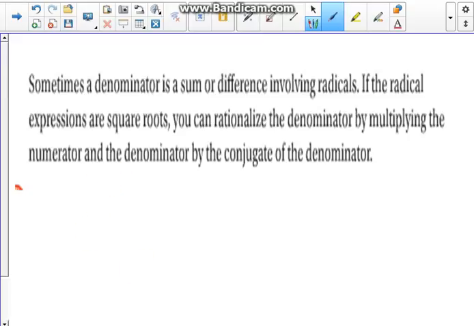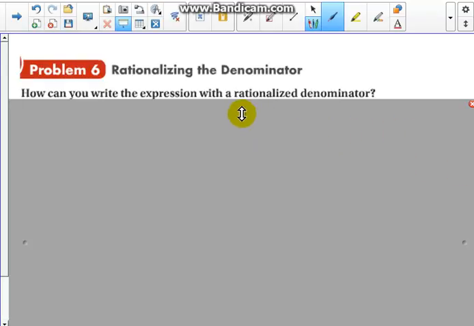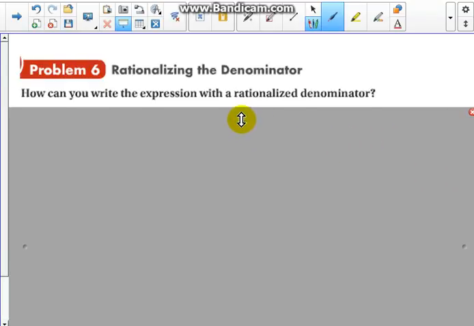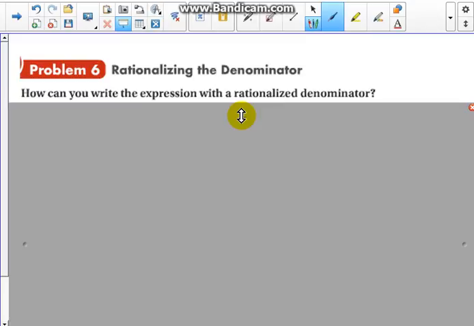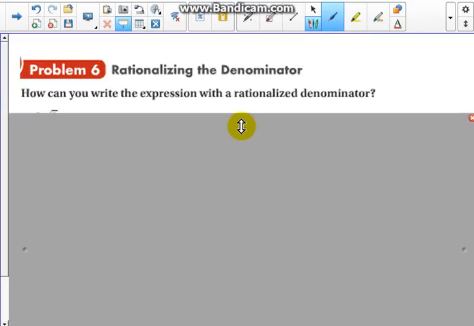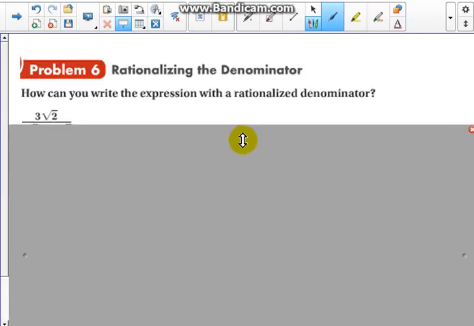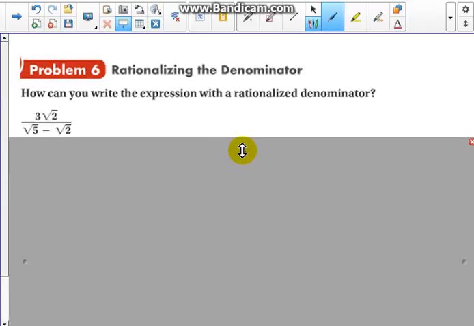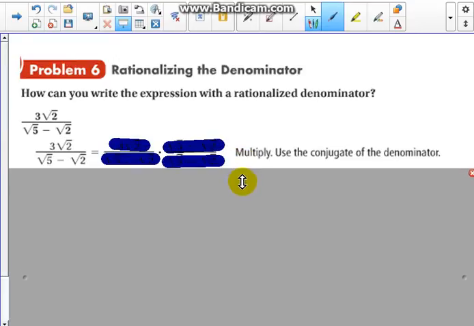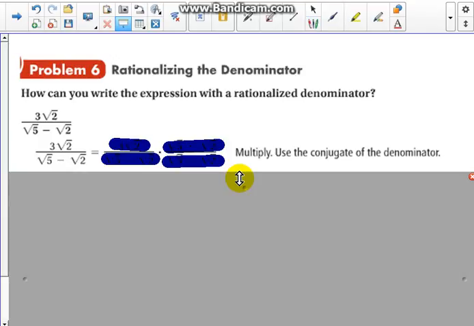Okay, so sometimes a denominator is a sum or a difference that involve radicals, and if the radical expressions are square roots, you can rationalize them by multiplying the numerator and denominator by the conjugate. So let's look at what that looks like. It says, how can you write the expression with a rationalized denominator? So there's your clue, as it tells you you're going to have a rationalized denominator. So we have 3 times radical 2 over radical 5 minus radical 2. So the first thing you need to do is write it, and let's look at what we have.